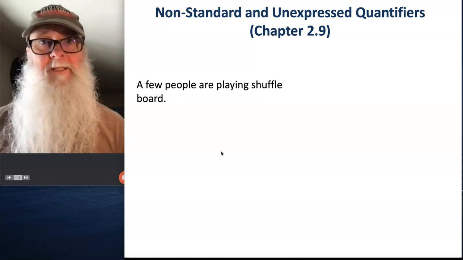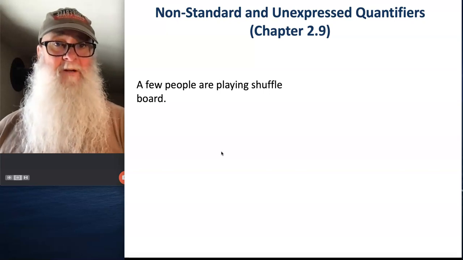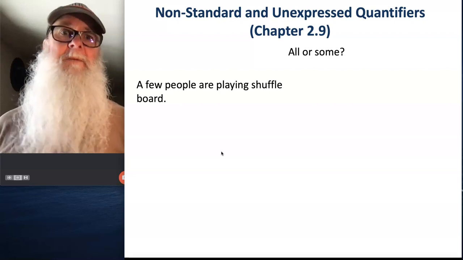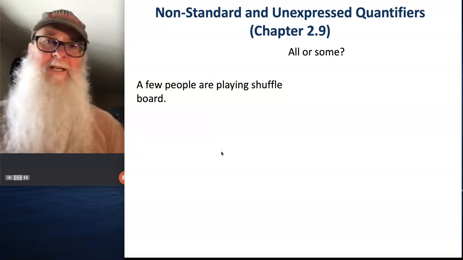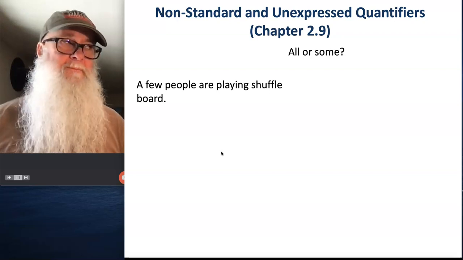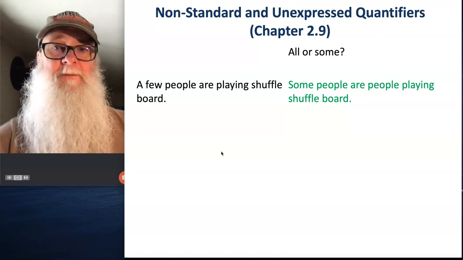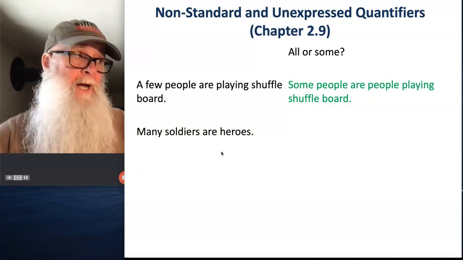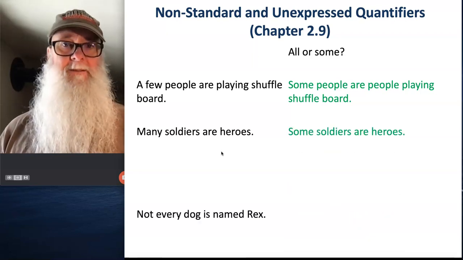Now, when we have to translate a statement into standard form that does not have a standard form quantifier, the easiest way to begin is by asking ourselves, is this statement telling me something about all of something or just some of something? In this statement, we're being told a few people. Not all of them, just a few. Some. Some people are people playing shuffleboard. Similarly with a statement like this: many soldiers are heroes. Many, a lot. Not necessarily all. Just some soldiers are heroes.